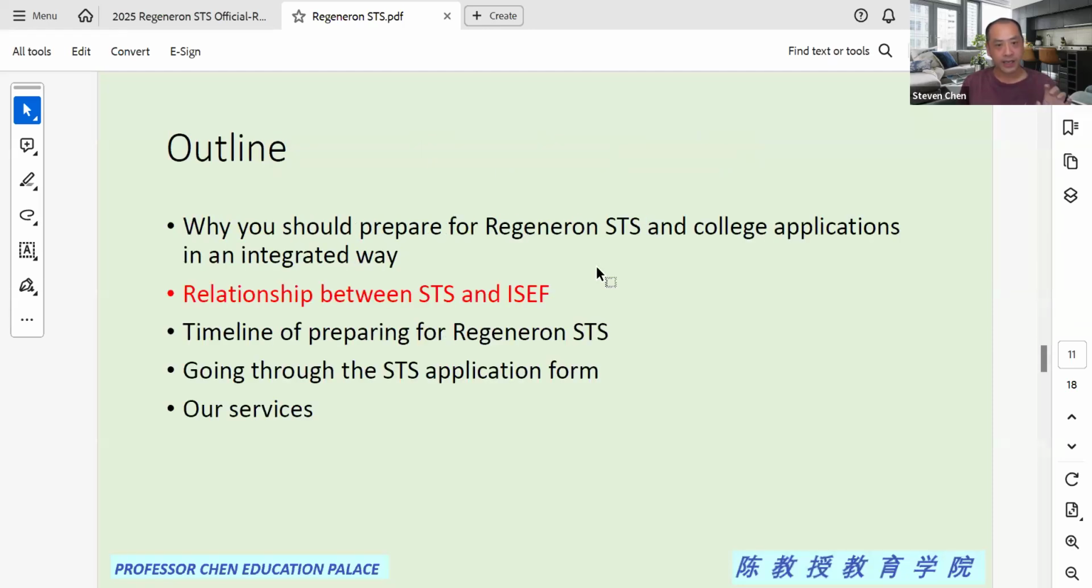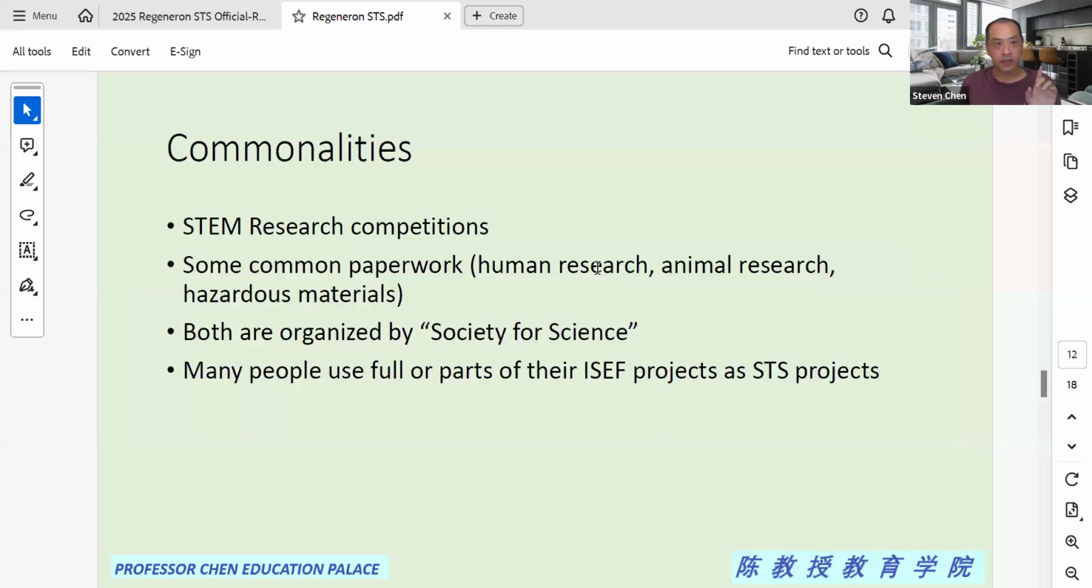Okay. The second thing is about the detailed explanation and clarification of the relationship between STS and SF. If you've had a chance to previously participate in SF, it's good that your workload to prepare for Regeneron STS will be lightened a lot. That's a good thing. But you also need to be very careful that although they share lots of commonalities, there are still some fundamental differences.